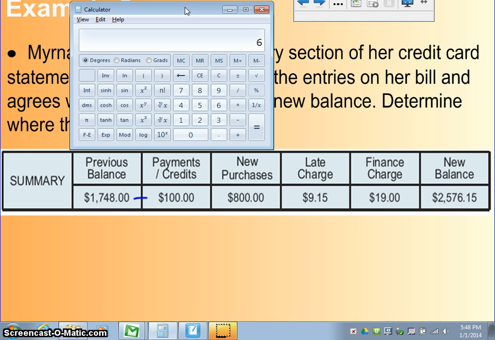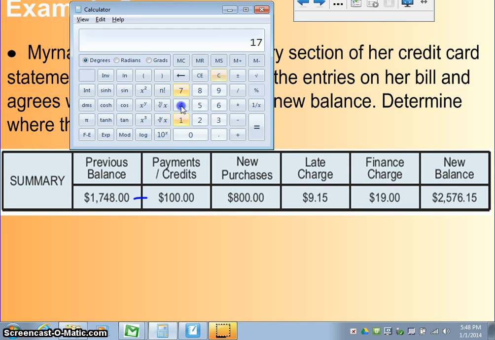So she had a balance of $17.48. She made a payment of $100. She made purchases of $800. She had a late charge of $9.15, actually, sorry about that.